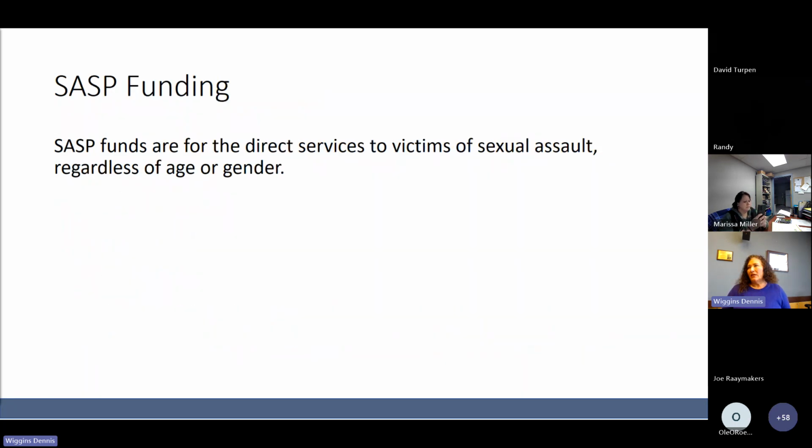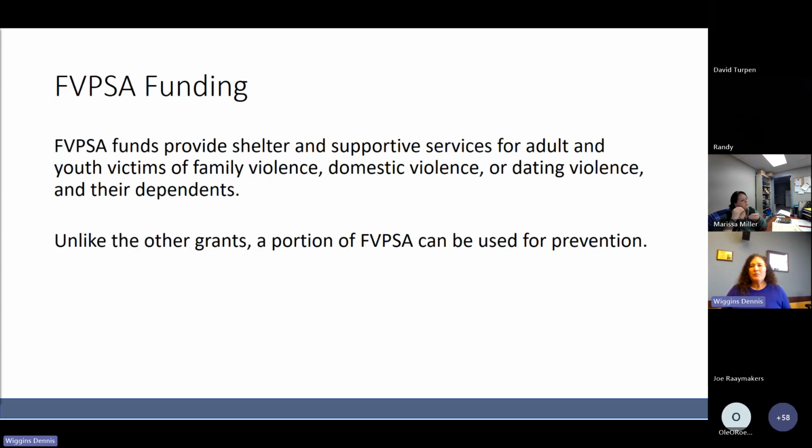SAS funding is the funding for sexual assault services. It's our smallest grant we get, but it's very simple. It's like only fund direct services for people who have been victims of sexual assault. That's it, period. And then FIPSA funding, this is the funding that we get that helps us fund our shelters. And so there's a formula that's involved in that, and 75% of what we get has to go for sheltering, 25% for supportive services. And a little bit of FIPSA can be used for prevention, think safety planning.